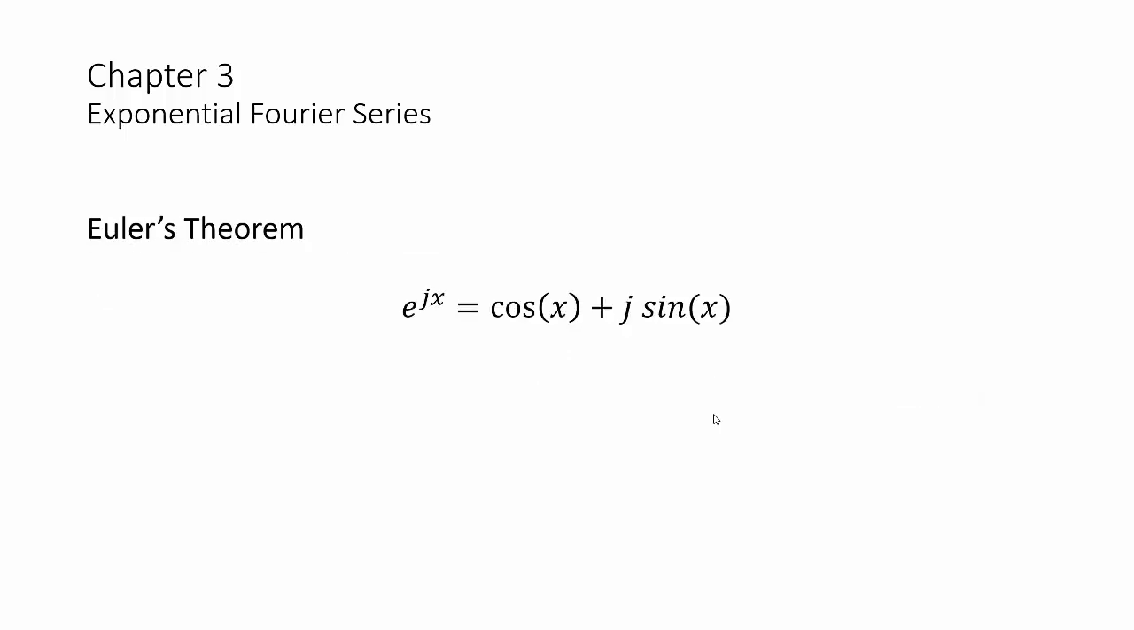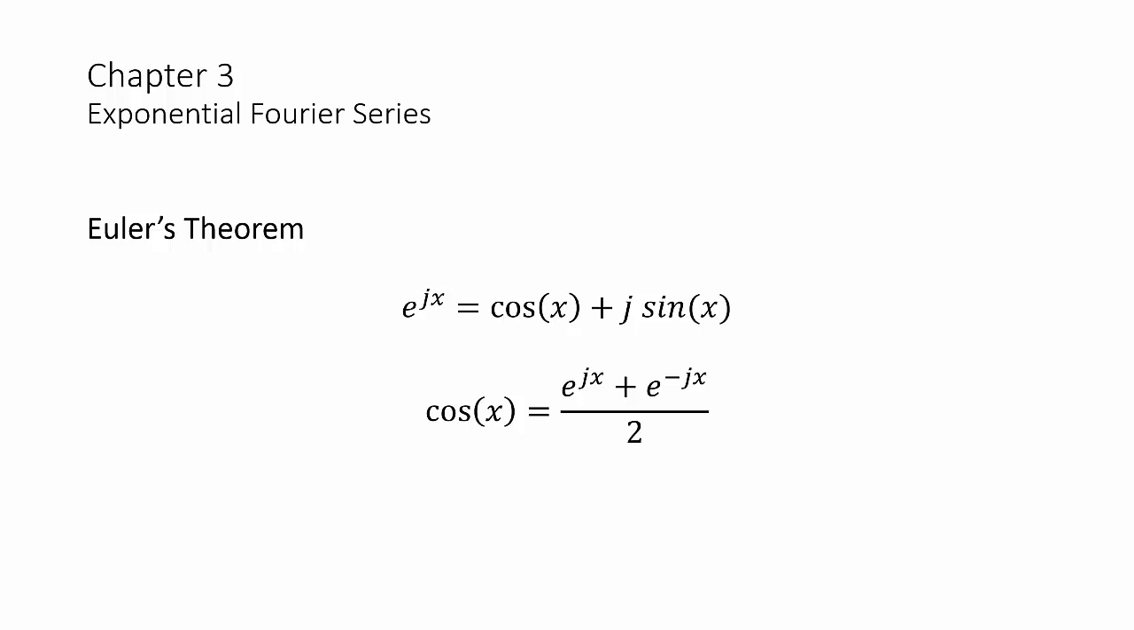You should have come across Euler's theorem someplace in your previous education, which says if we have an exponential, e to the j and some value, that's going to be cosine of that value plus j times sine of that value. In this class, we're going to use two other forms of Euler's theorem much more frequently.